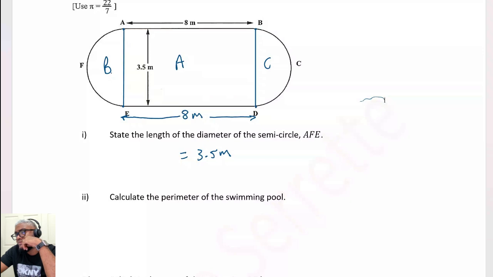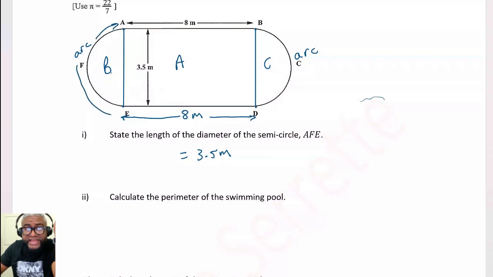Somebody said arc. We have an arc here, and we have another arc here. So you need to find this length, which will be the same distance on the other side. We need to find the length of the arc for the semicircle. What is the formula for the length of the arc?